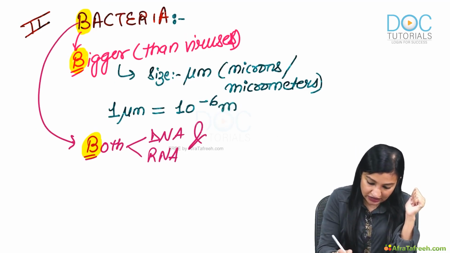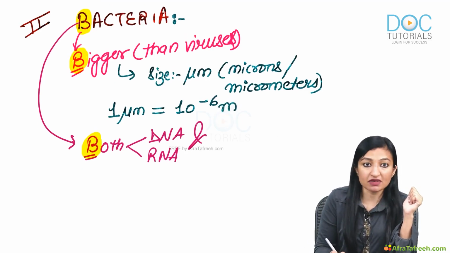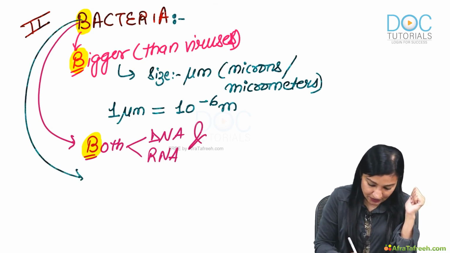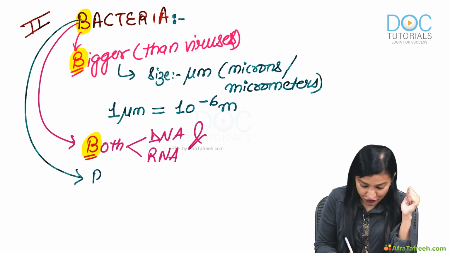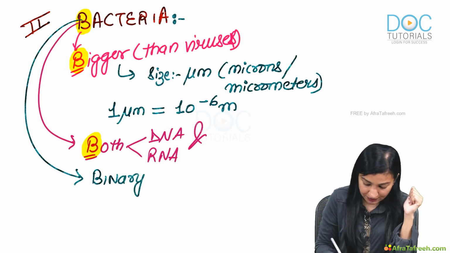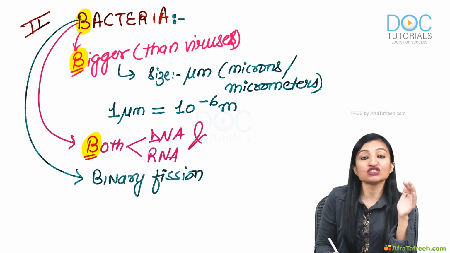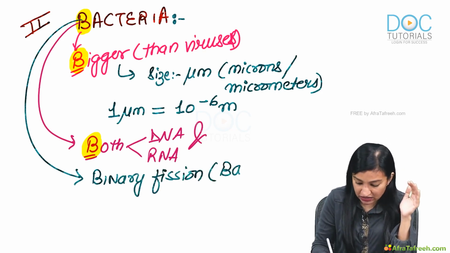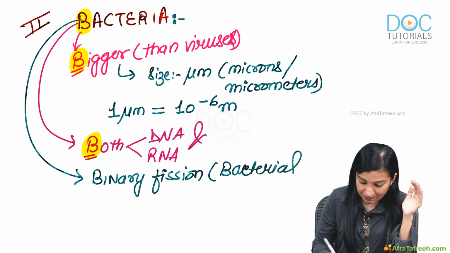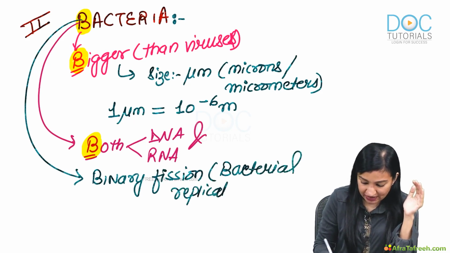And the other thing which I want all of you to remember is, again, B for bacteria, B for binary fission. Binary fission is the method of bacterial replication or multiplication, one and the same thing.